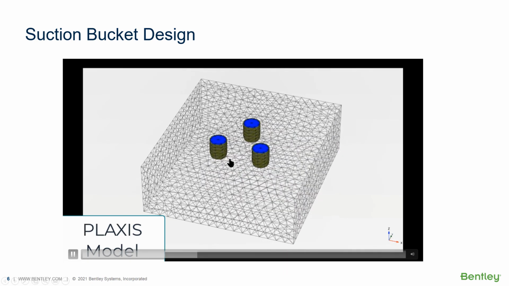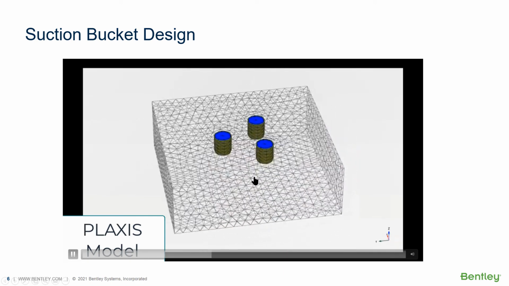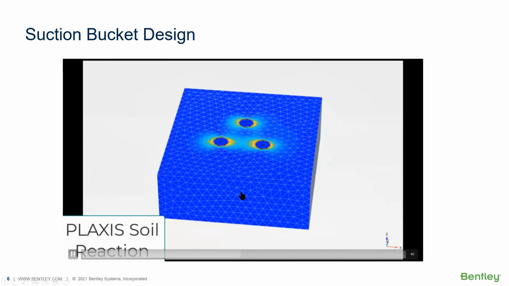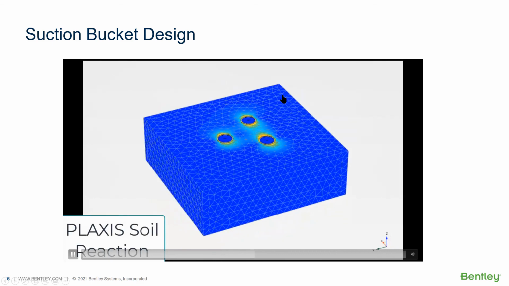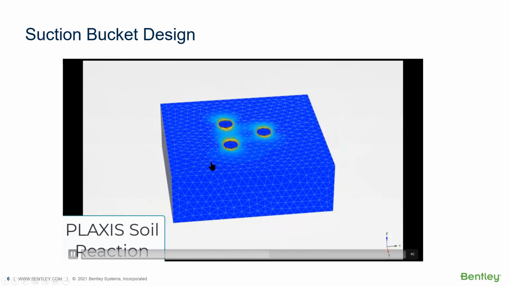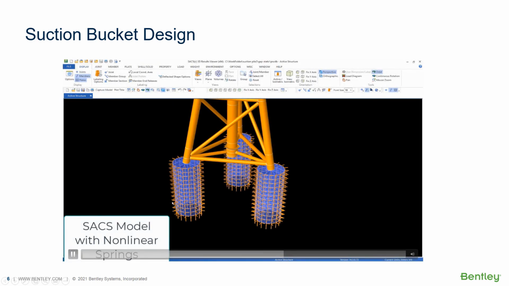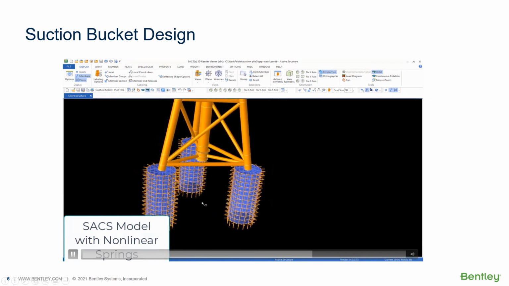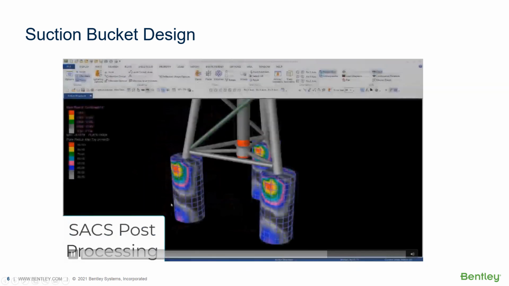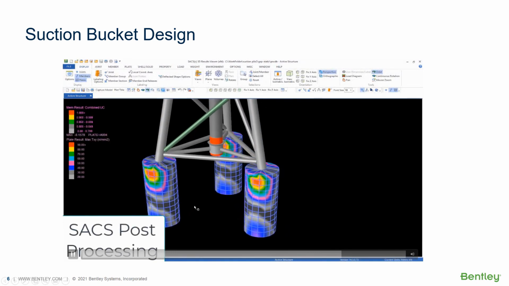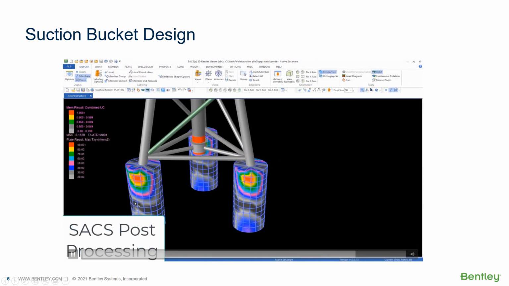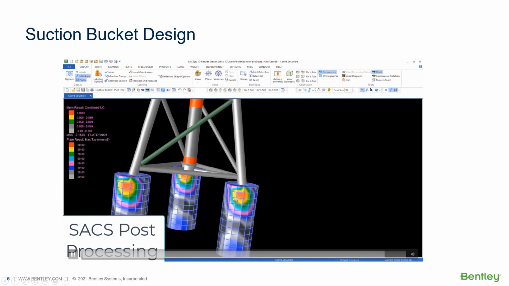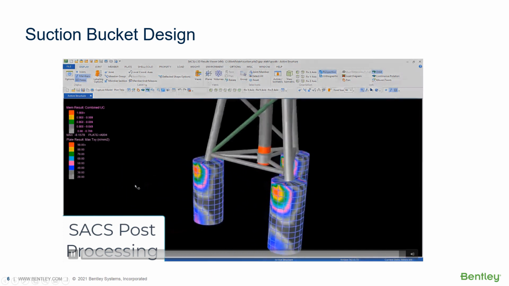Here's the SACS model with the suction bucket. And this is a Praxis model with the suction bucket from the SACS. This is the analysis result. Reaction is visualized with colors. And the SACS model with linear springs is shown on the screen now. Then after running the analysis, we can get this kind of stress result on the suction bucket. With this stress, we can run the fatigue analysis.